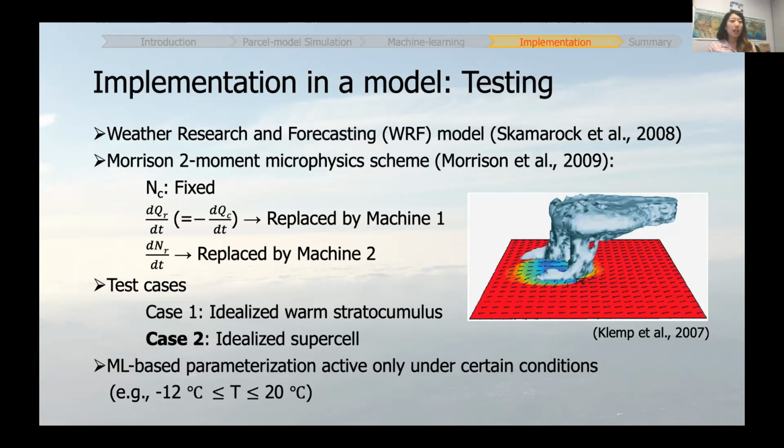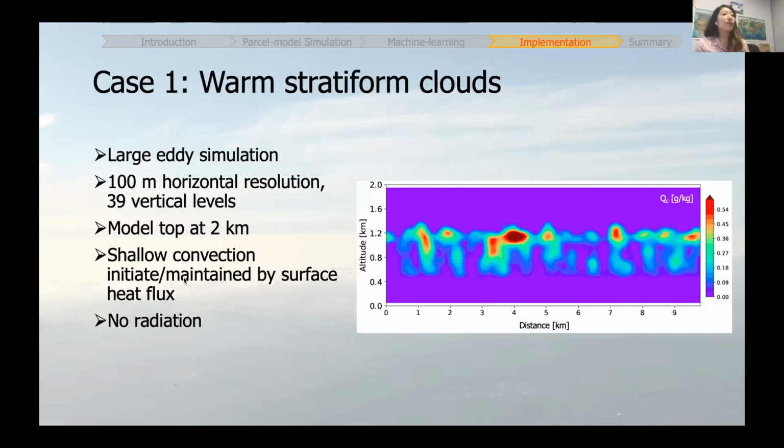So if you go to the next slide, I'm very briefly talking about case 1, for which I don't have much results for today. It's actually a large eddy simulation, and that's why it's taking a very long time to finish. It has 100-meter horizontal resolution, 39 vertical levels, and the top is only 2 kilometers. So this is very typical, or even coarse, for large eddy simulations, which generally have fine resolutions.